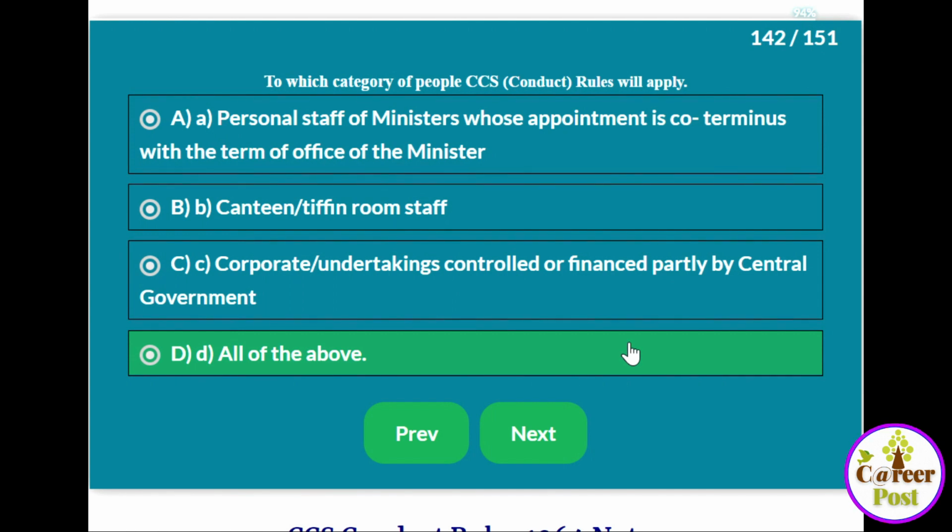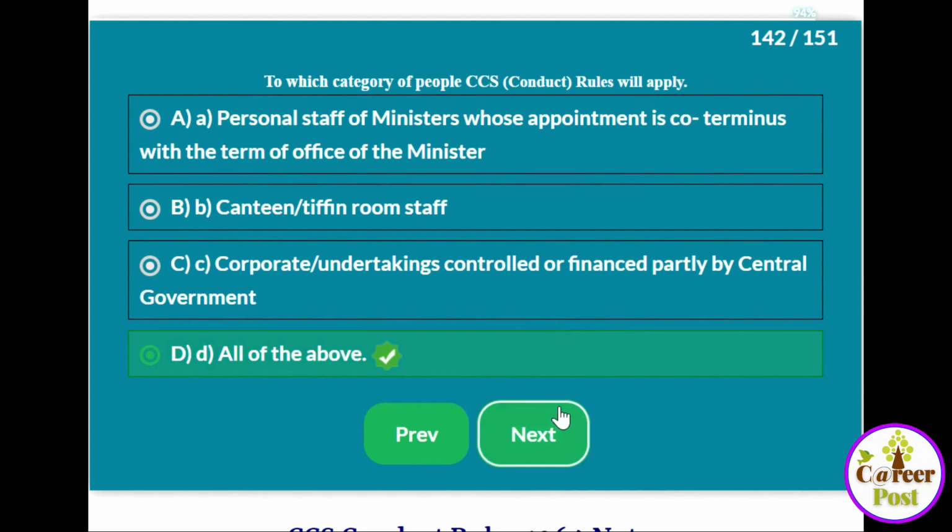Personal staff of ministries whose appointment is coterminous with the term of office of the minister, canteen and tiffin room staff, corporate undertakings controlled or financed partly by the central government. The answer is all of the above.